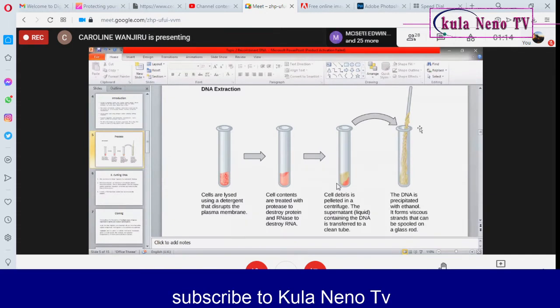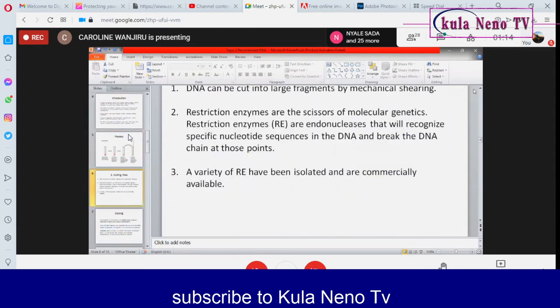So this is something which is viscous. It may not necessarily be liquid or solid, but it's there. As you can see in this case, with the DNA, you can already spool. You can tie it around a rod. So let's go back.